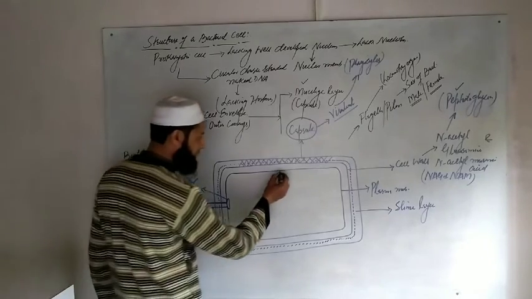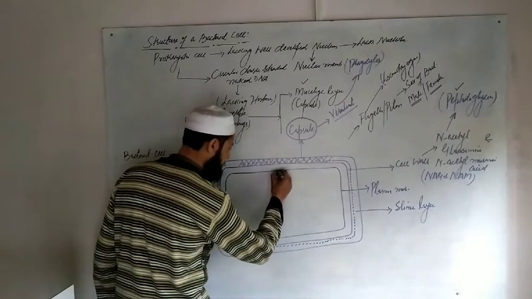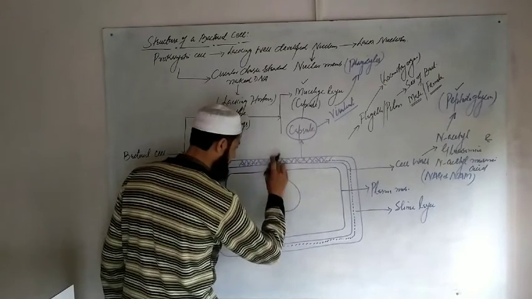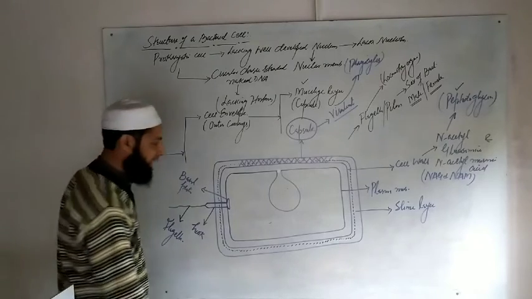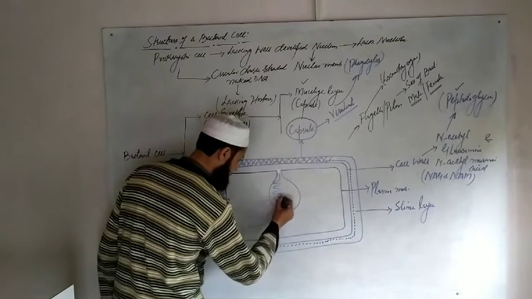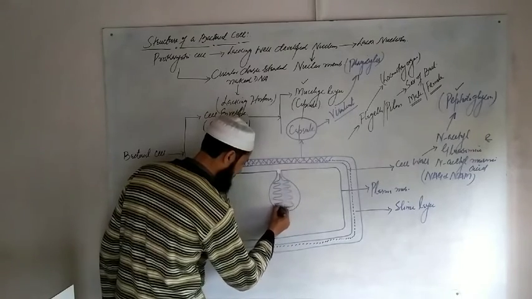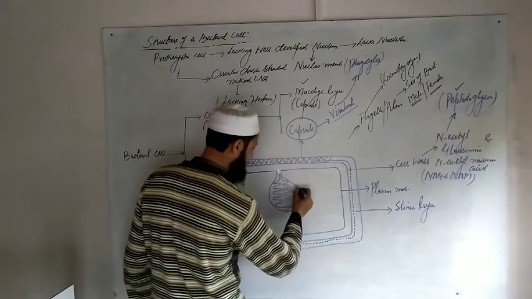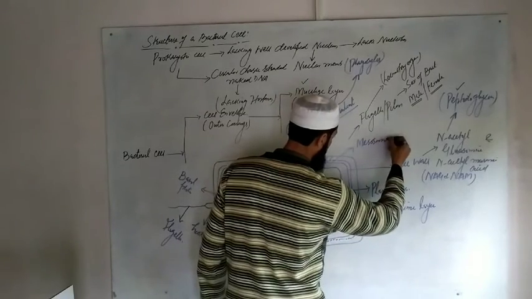And from this plasma membrane, a cell organelle arises in the form of mesosome. That is equivalent to the mitochondria of eukaryotic cells. In the form of mesosome.